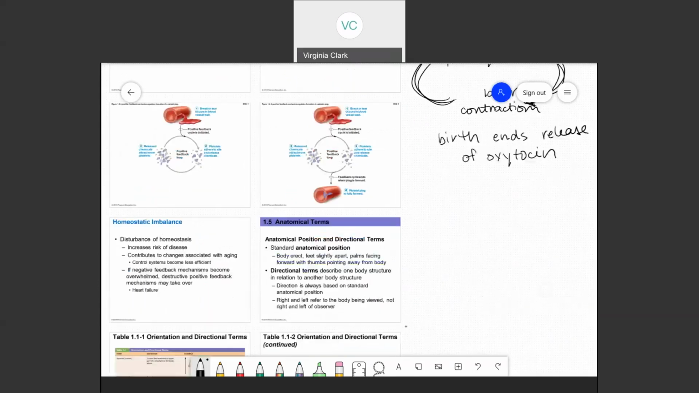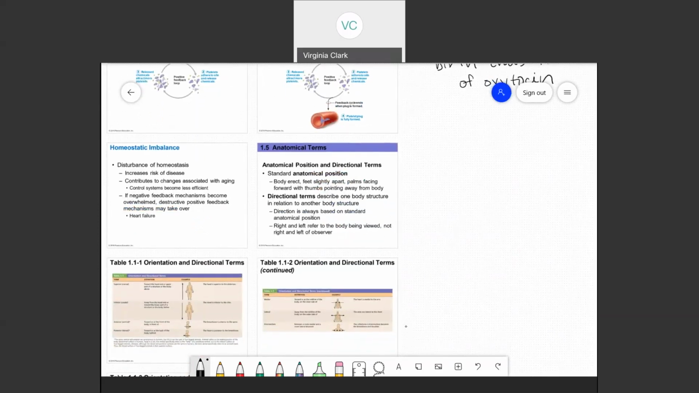Okay, so that's the biggest chunk of what you need to know for 1.4, chapter 1. I'm going to briefly talk through 1.5 to the end of the chapter, but honestly, this is just going to be more so 1.5 and 1.6, but these are going to be just easy things for you guys to be able to do and review on your own. So 1.5 is going to start with anatomical position.